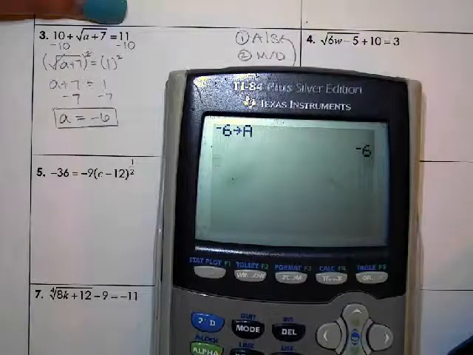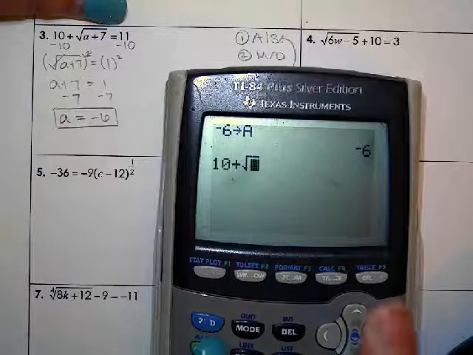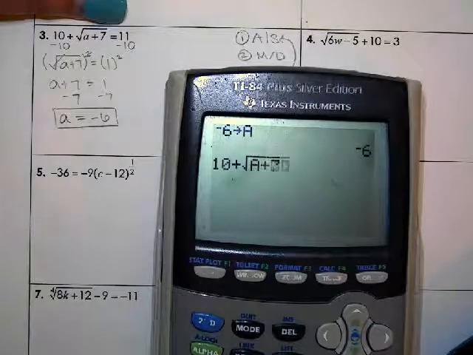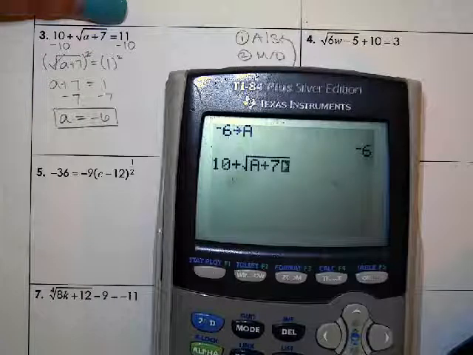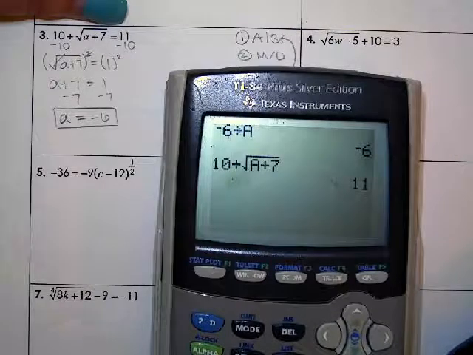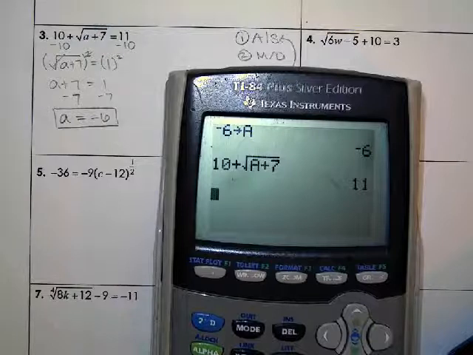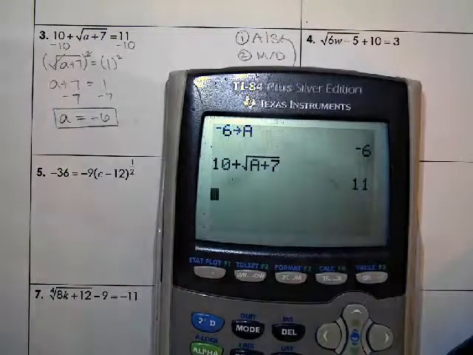And now I'm going to type 10 plus the square root of alpha A plus 7. And if this is not an extraneous solution, if the solution actually works, then this should equal 11. If it is an extraneous solution, then I'm going to have some sort of issue where it's going to say error because I would have gotten the square root of a negative. So since it equals 11, I know that my answer is good.